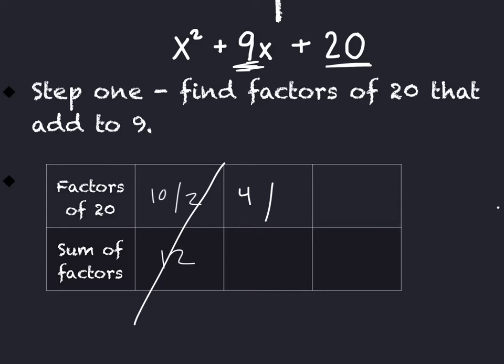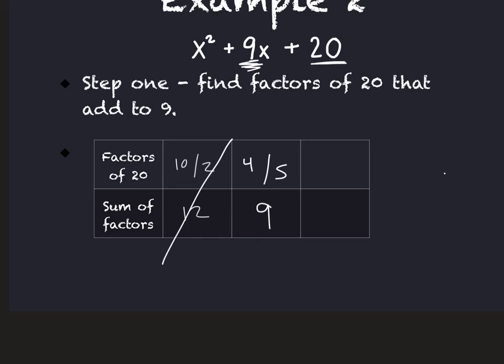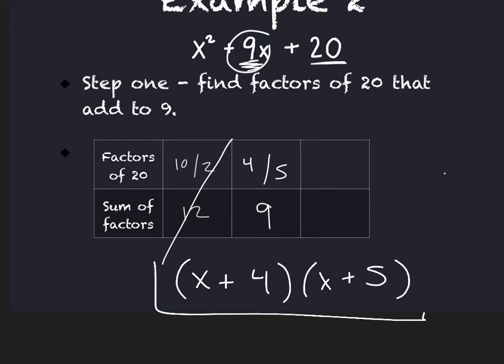Nick said 4 and 5. 4 and 5. What's 4 plus 5? 9. 9 is exactly what we're looking for. So we would write it in our parentheses. All right, so we said 4 and 5 are our factors. They add to 9, which is exactly what we wanted in the middle. So now we are going to put those into our parentheses. So we always start with our x's first. And then since it's a positive 4, we put plus 4. And a positive 5, we put plus 5. So this is our answer.